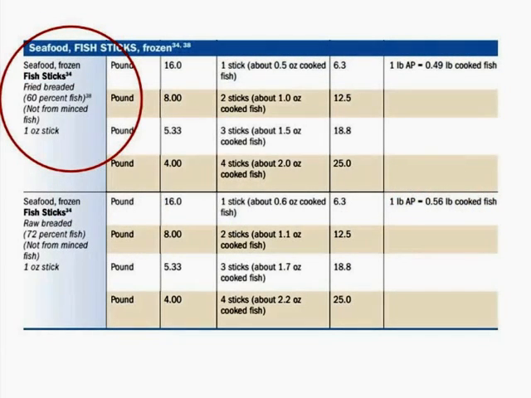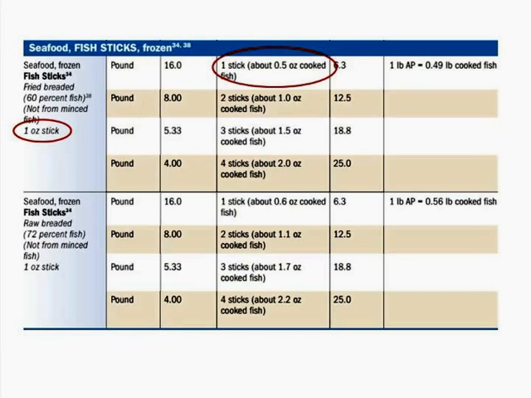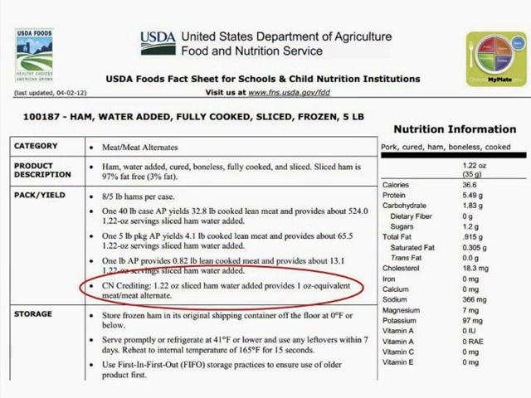One of the first resources to help you determine how a processed meat item credits is the food buying guide. Here we can see that a processed fish product has crediting information available. The food buying guide tells us that a 1 ounce fish stick would only contribute 1/2 ounce meat equivalent. Another resource for processed meat products is the USDA food fact sheets. Here, we can see that water-added ham credits as 1.22 ounces of actual ham contributes 1 ounce meat equivalent.